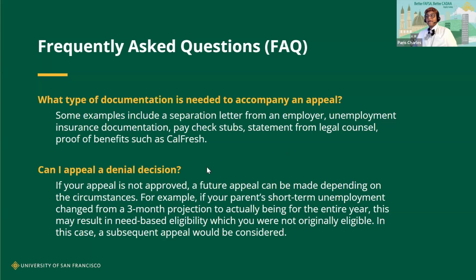Can I appeal a denial decision? If your appeal is not approved, a future appeal can be made depending on the circumstances. For example, if your parent's short-term unemployment changed from a 3-month projection to actually being for the entire year, then this may result in need-based aid eligibility, which you were not originally eligible for. In this case, a subsequent appeal would be considered. So you would need to reach out to us and let us know if circumstances have changed.